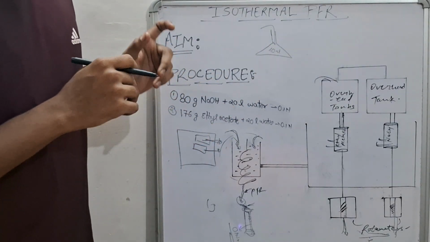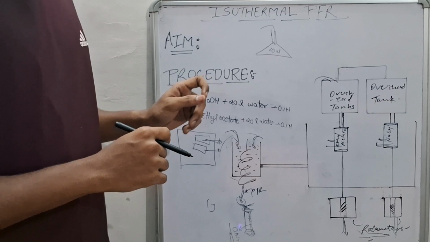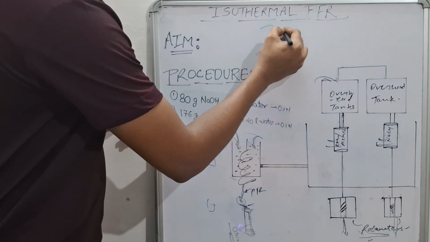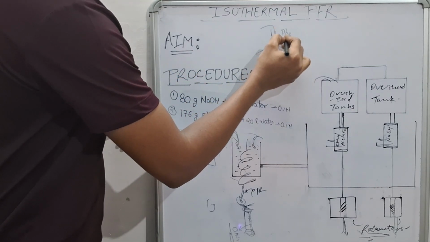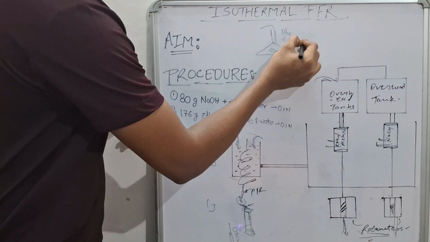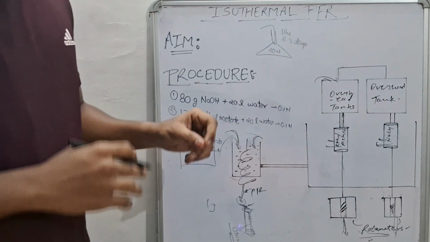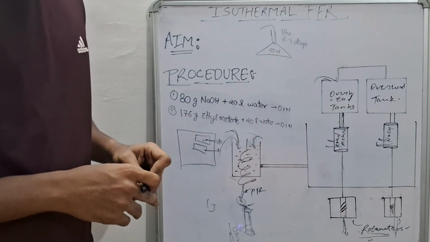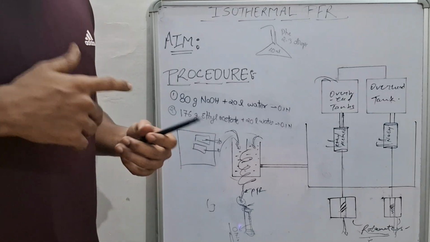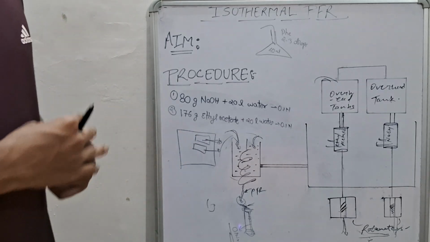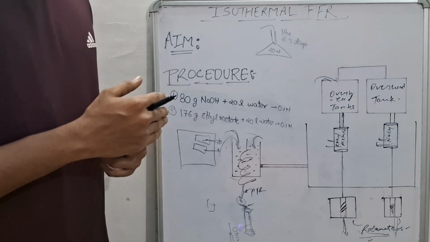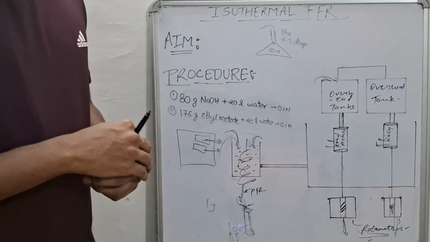Now to this 40 ml of combined solution, we will add 2 to 3 drops of phenolphthalein indicator. After adding 2 to 3 drops of phenolphthalein indicator, we will now start to slowly titrate the excess HCl solution using N/10 NaOH from the burette.